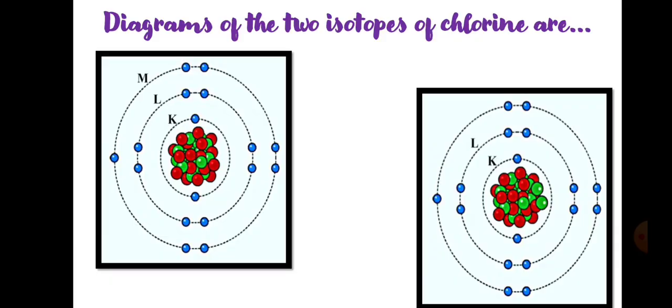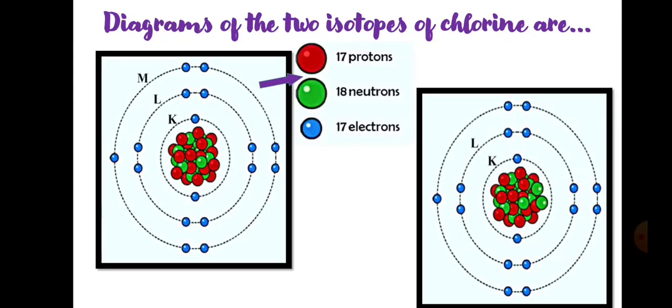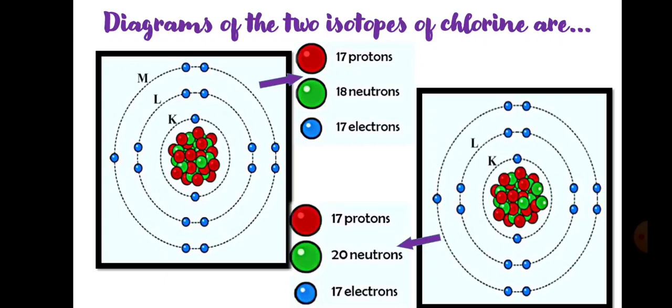So let us explore them diagrammatically. Diagrams of the two isotopes of chlorine are given below. Here you can see that there are 17 protons and 18 neutrons. And in the second isotope, we have 17 protons and 20 neutrons.